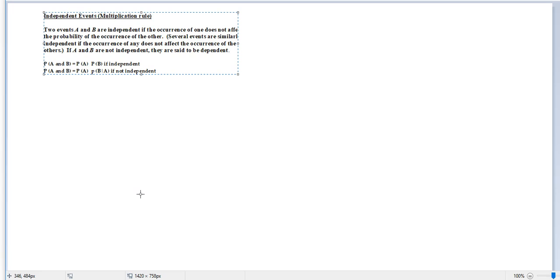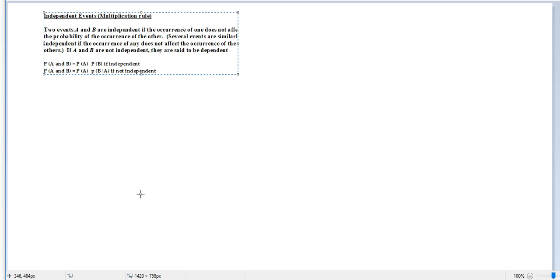Now, dependent events, on the other hand, are when the outcome of one event has influence on the outcome of the other event. Then we call that a dependent event.